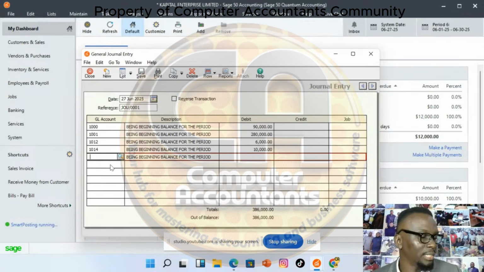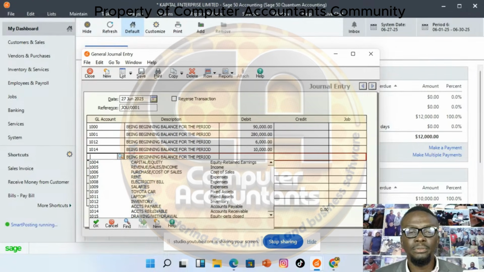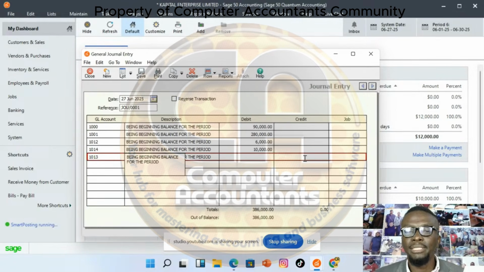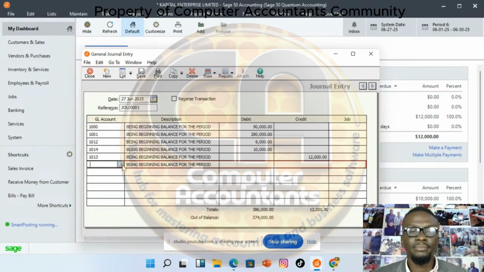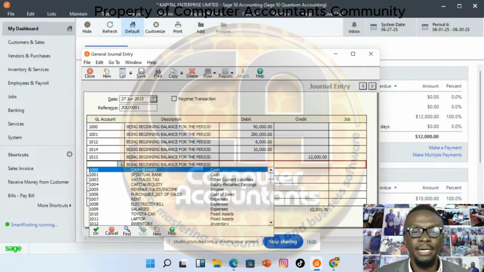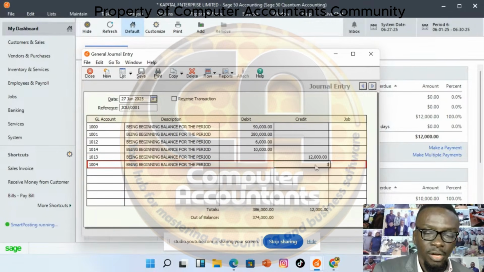So let's go to the credit side. We have an account payable of 12,000 being owed to Vegas, which we keyed in yesterday. So account payable on the credit side is a credit balance, it's a liability against us, so 12,000. Then we have equity capital. Where is it? Equity of how much? 364,000.